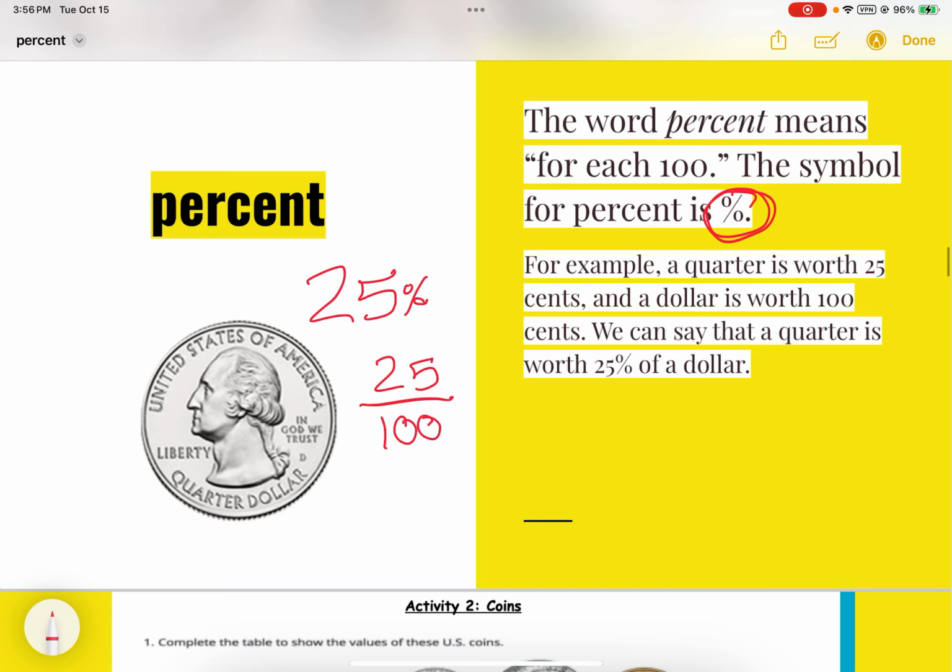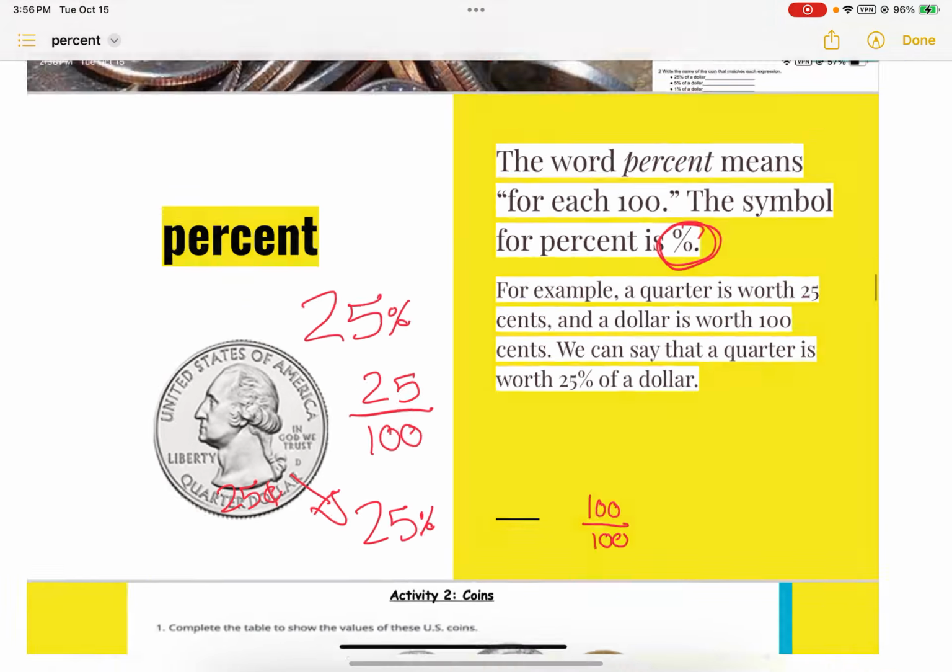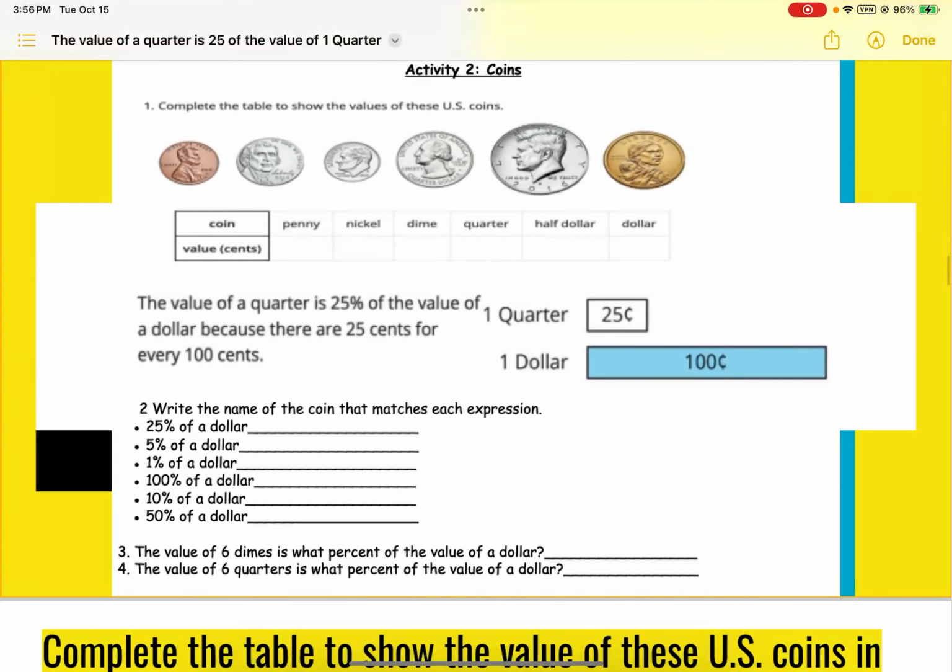For example, a quarter is 25 cents, as we know, is worth 25 cents, and a dollar is worth 100 cents. We can say that a quarter is worth 25% of a dollar. So if I had a quarter, I would say this is 25% of a dollar. And then if I had a dollar, that would be 100% of a dollar, because it's 100 out of 100 cents that make a dollar. So we're going to practice some of this with activity 2. It's kind of a different idea than the activity 1.